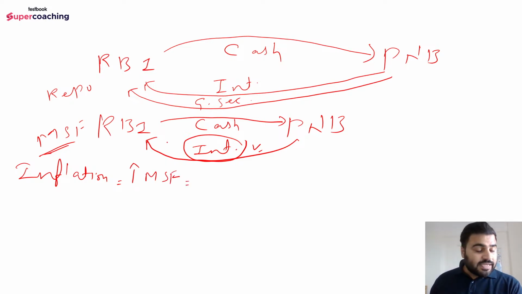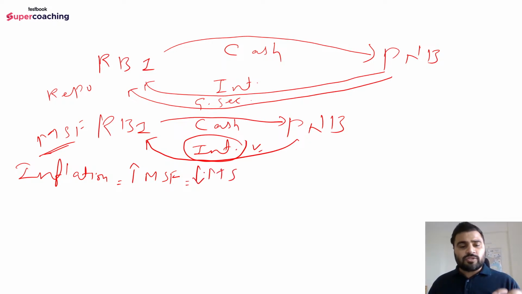What will happen after increasing the MSF? I told you in the previous sessions as well. Whenever there is high inflation in the economy, the first step that RBI will take is to reduce the money supply in the economy, right? This we have already discussed. So in the case of this also, whenever RBI feels that there is high inflation in the economy, RBI will increase the marginal standing facility rate. What will happen after increasing the MSF rate? The money supply will come down in the economy. Money supply will be less.